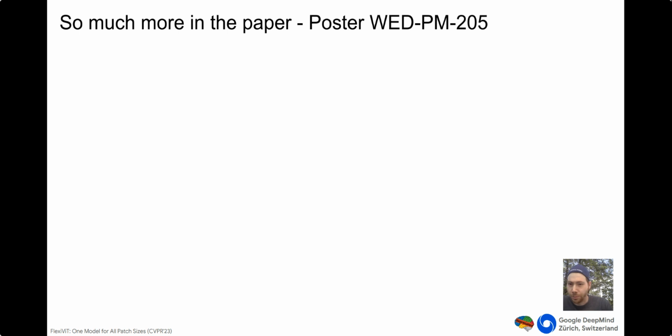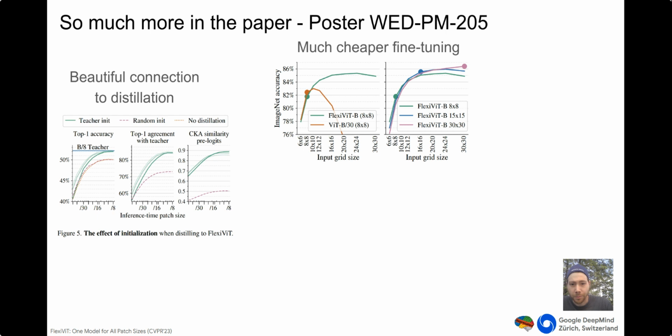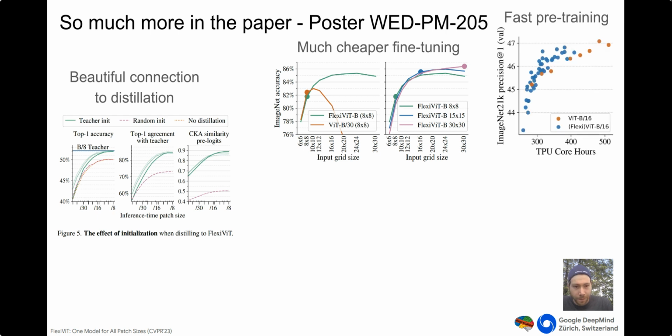And there is actually a lot more in the paper or at the poster. For example, one very nice connection to distillation: if you use the FlexiViT mechanism during distillation, you can initialize the student model with the teacher weights if you use the teacher as the most powerful, smallest patch size model. And then you get a huge head start in distillation and everything works much nicer. More details in the paper. We can also use the FlexiViT mechanism to fine-tune models in a much faster way by fine-tuning them at the large patch size. We can use it to pre-train faster.